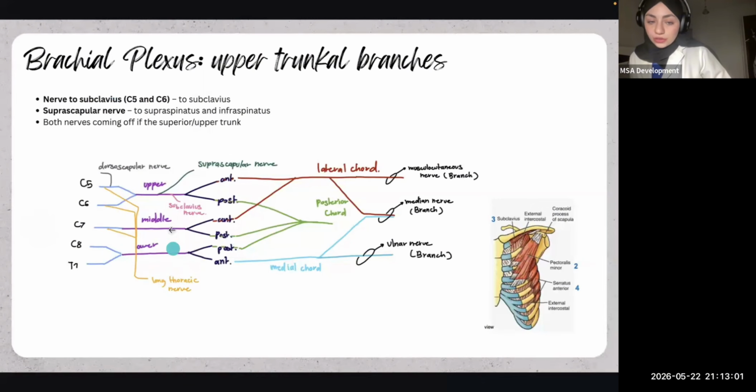Now, did you notice any other trunks that I said? No. So from C5, C6, and C7 are going to be the roots that give off branches. And from the upper trunk, I'm going to have the suprascapular nerve and subclavius.